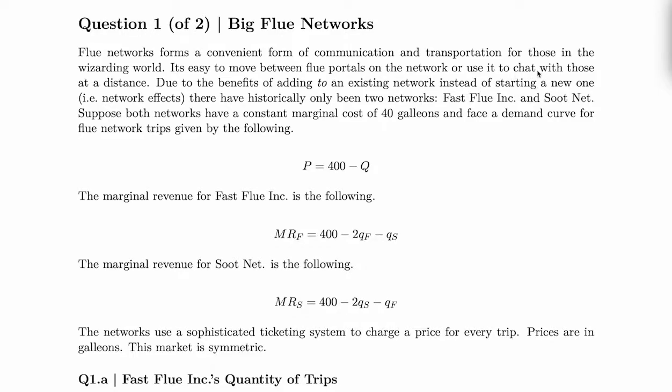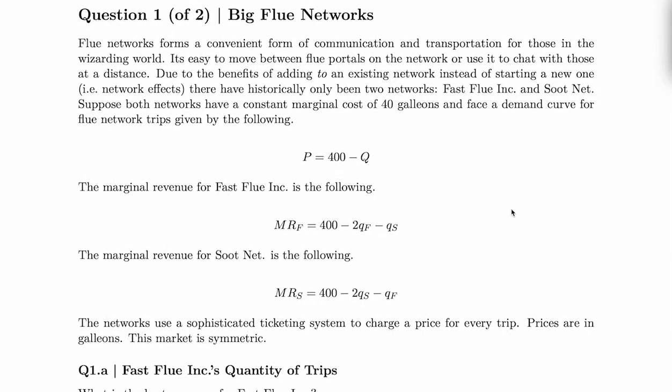And it also allows for communication over distance. That's essentially what we're doing here. And we have two networks. And we've talked a little bit about network effects. This is historically why there's only been two networks, Fast Flu Inc. and SootNet.